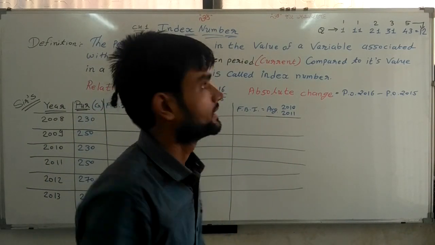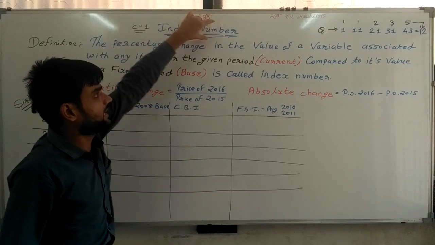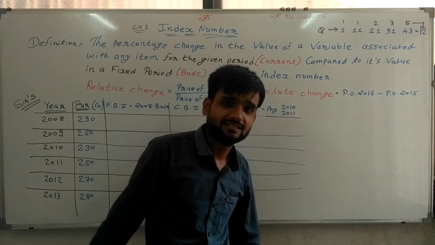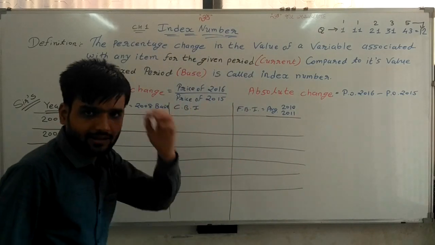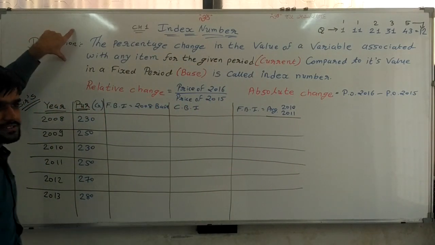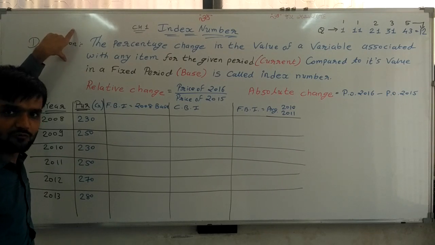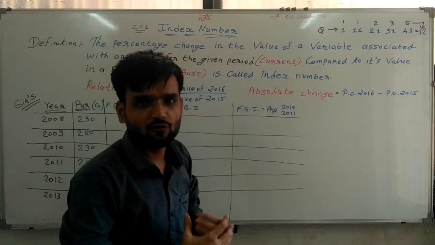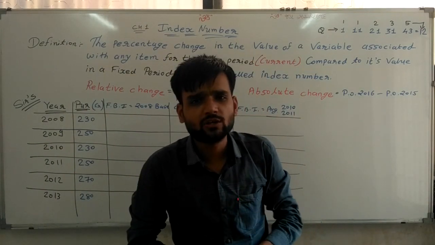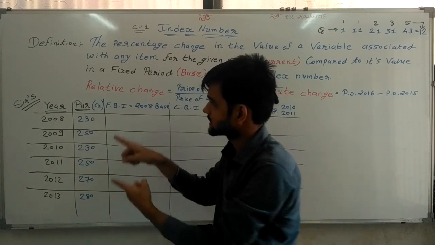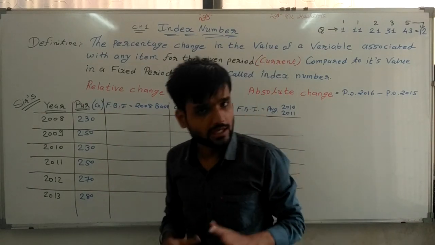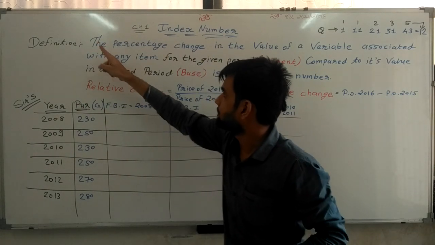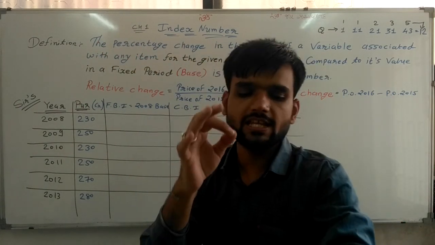So, what is meant by index number? First of all, we are clearing this thing and understanding the definition of index number. So try to understand the definition of index number, and then we are doing one sum, Kamal sir's sum, right? Now see and understand the percentage changes, the most important thing.